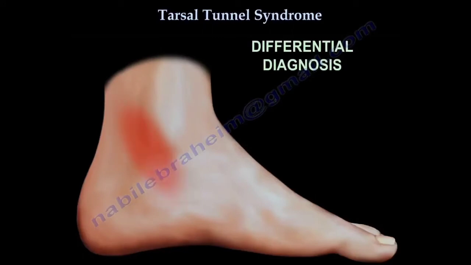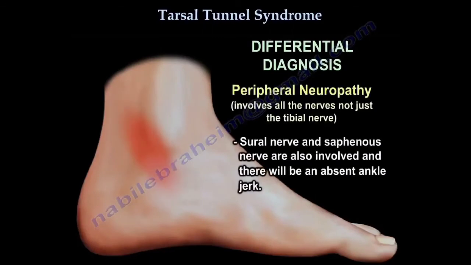Differential diagnosis. Peripheral neuropathy. It involves all the nerves, not just the tibial nerve. You will find that the sural nerve and the saphenous nerve are also involved, and there will be absent ankle jerk.